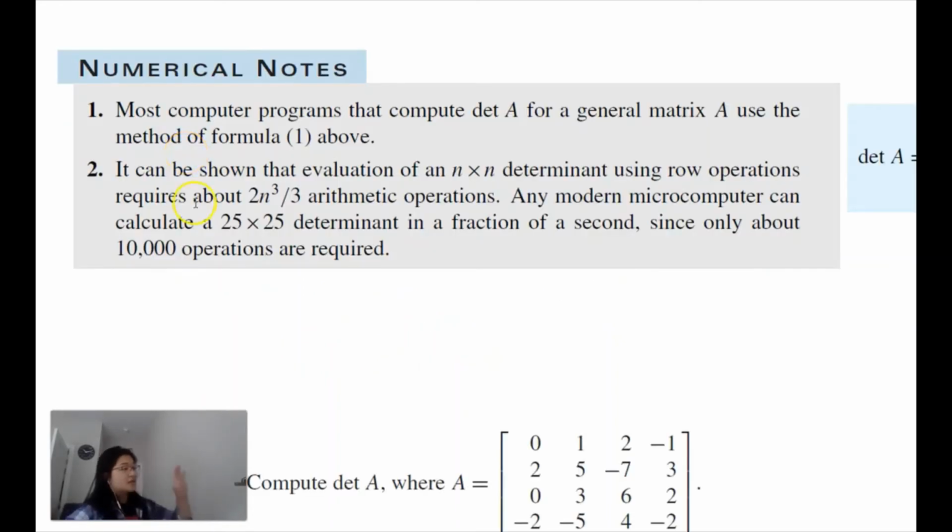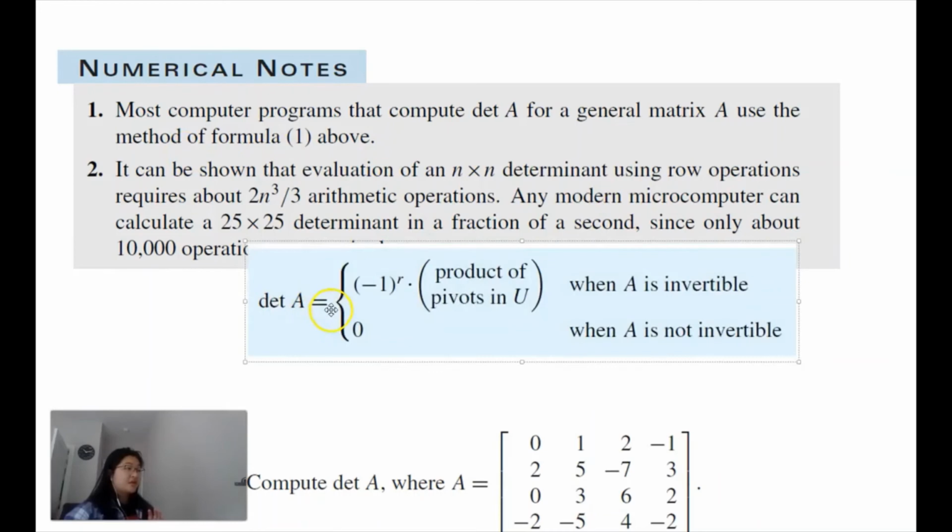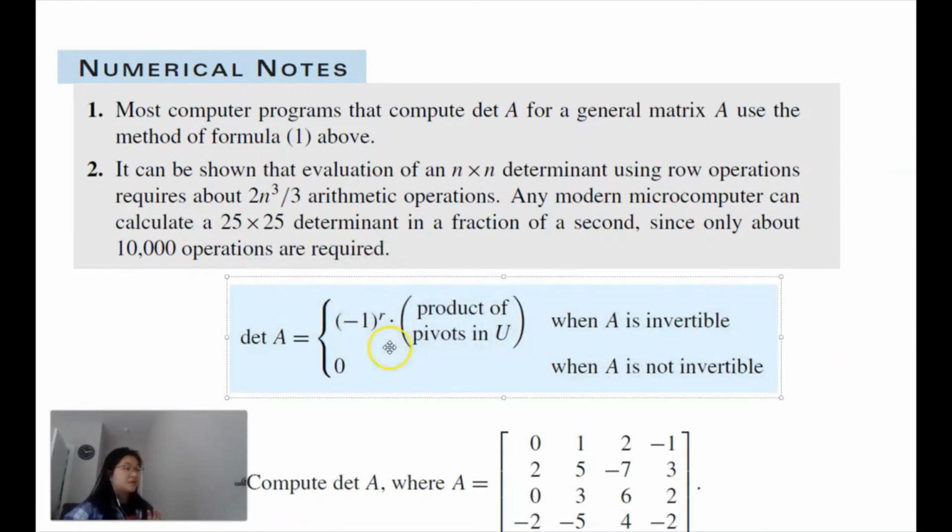Alright, so quickly, just think about some numerical things: our computer programs tend to compute determinants of A using this formula. You can also think about how many flops it'll take, which is fun, I guess. When you're looking at an n by n determinant, you can do this in 2 times n cubed over 3 flops, and that's pretty good. It might be interesting to time how long it takes to compute a determinant, just for fun.